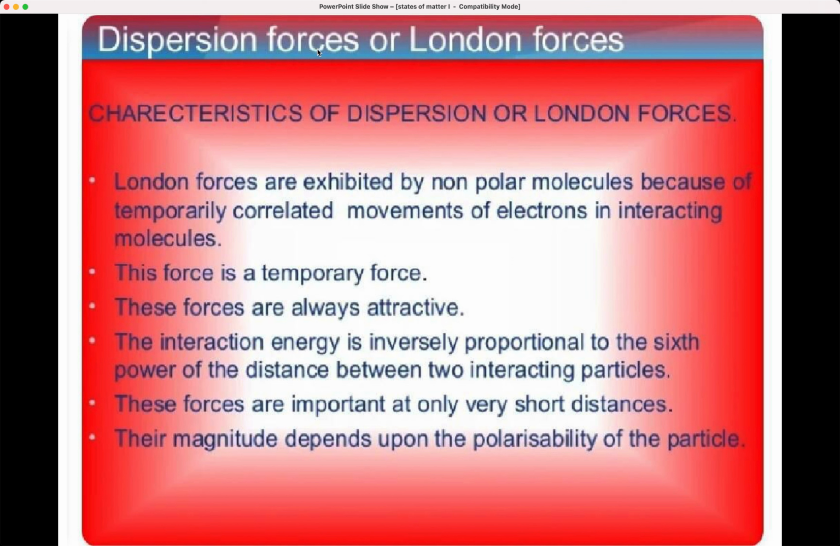Now, what are dispersion forces or London forces? What are the characteristics of dispersion forces? London forces or dispersion forces are shown by non-polar molecules because of the temporarily correlated movements of electrons in interacting molecules. Because this is a temporary force, these forces will always be attractive, and the interaction energy will be inversely proportional to the 6th power of the distance between the 2 interacting particles. So remember that interaction energy is inversely proportional to the 6th power of the distance between the interacting particles, and these forces are important at only very short distances. Their magnitude will depend on the polarizability of the particles. So these are the important characteristics, explained in simple language so that you can easily remember them.